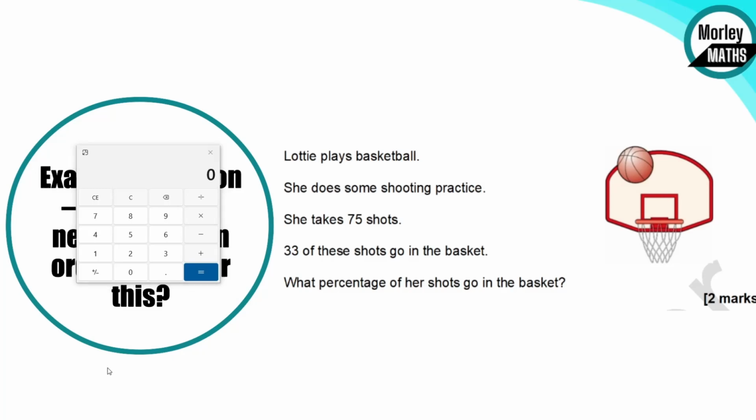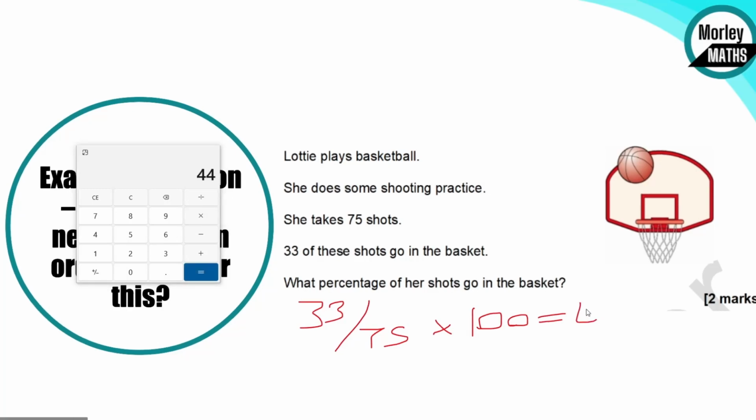So pause the video, have a little go, and I shall go over the working out and the answer for this question next. Okay, so we've got a total of 33 out of 75 shots go in the basket. Times that by 100 to turn that into a percentage. So 33 divided by 75 times it by 100 equals 44% of the shots going in the basket.